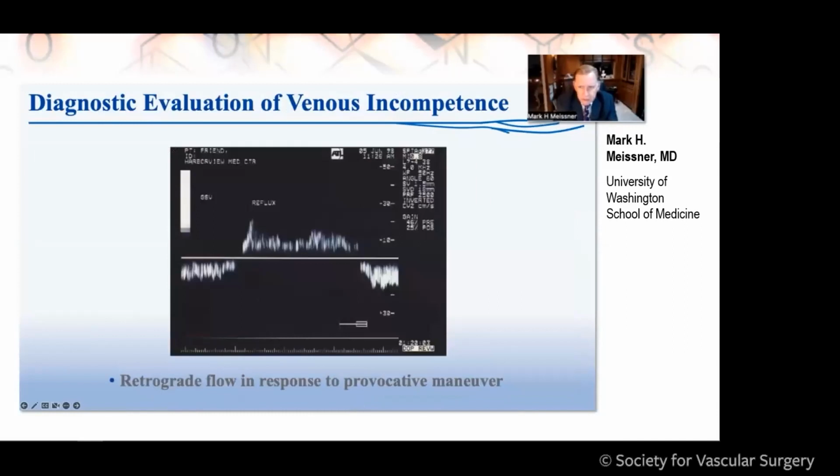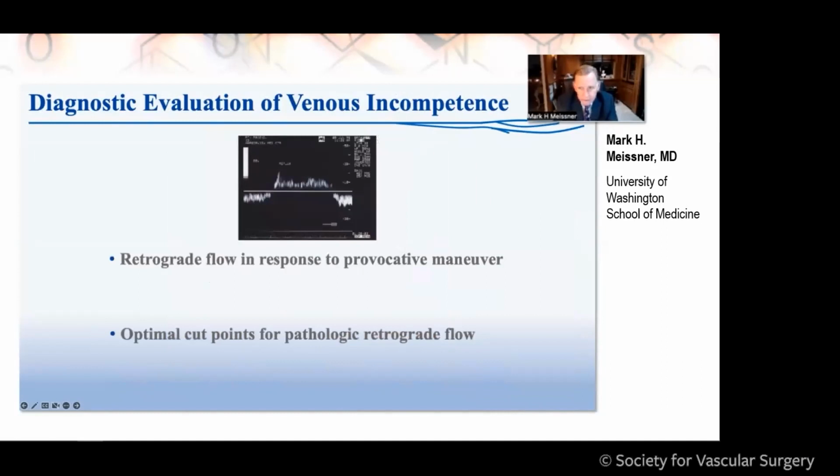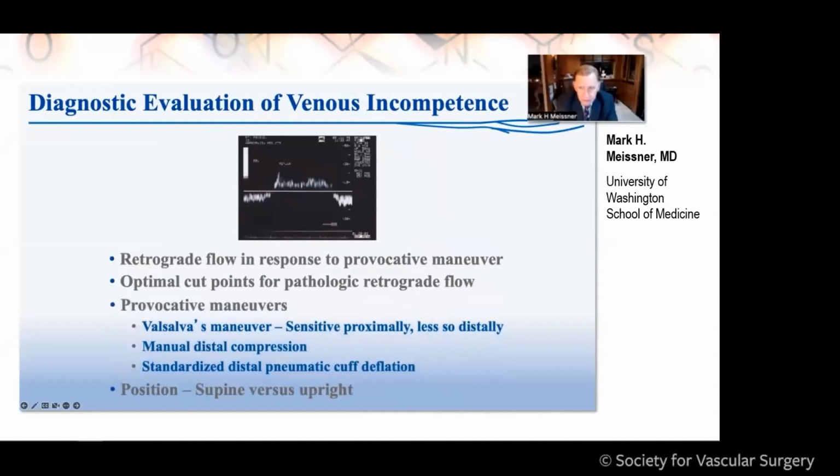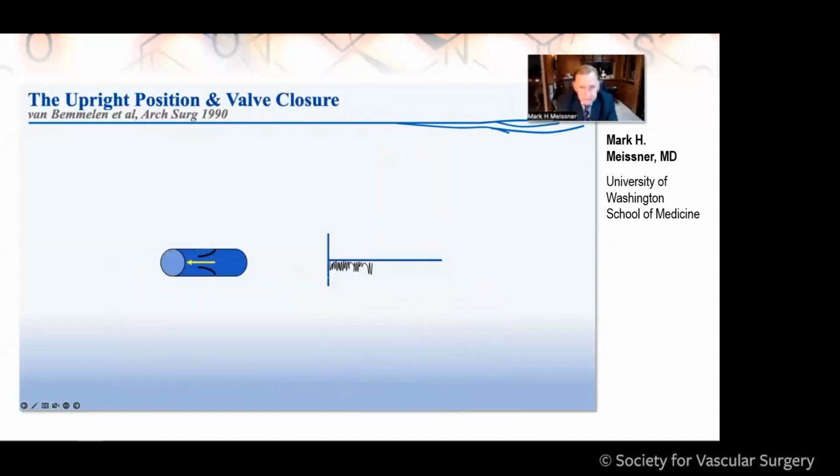Duplex ultrasound is clearly the diagnostic gold standard for the detection of valvular incompetence, where reflux is defined as retrograde flow in response to a provocative maneuver. However, from a diagnostic standpoint, the criteria depend on a number of factors, including the defined cut point for the definition of pathological reflux, the provocative maneuver utilized, and patient position, supine, reverse Trendelenburg, or standing.